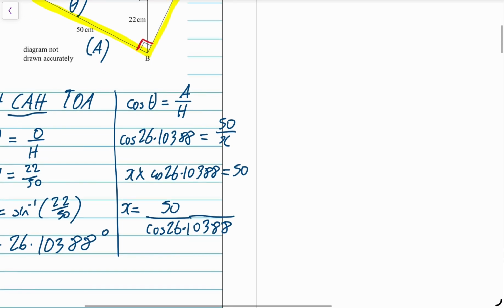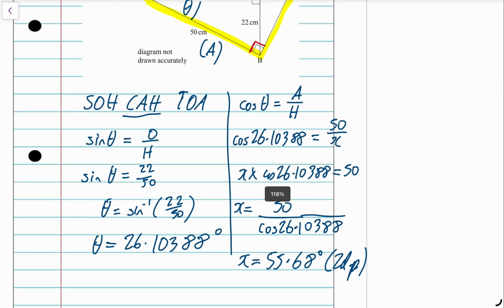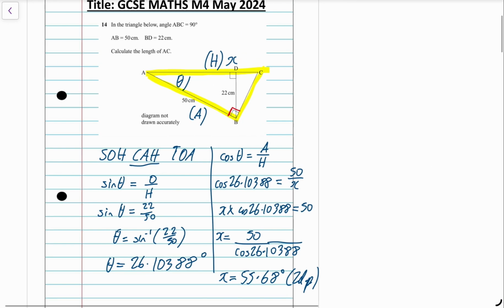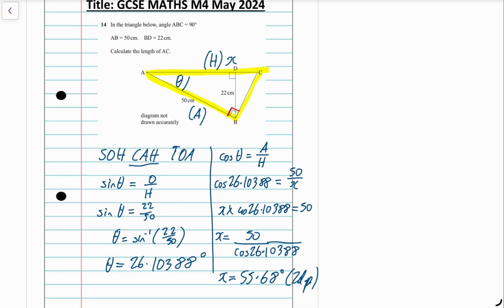which means x is equal to 50 divided by cos of 26.10388. And if we do that on our calculators, I got, to 2 decimal places, 55.68, and that's to 2 decimal places. I'm not too sure what degree of accuracy it was I wanted, but there we go, 55.68. And that's a much better way of doing it than I had in my original past paper solutions.